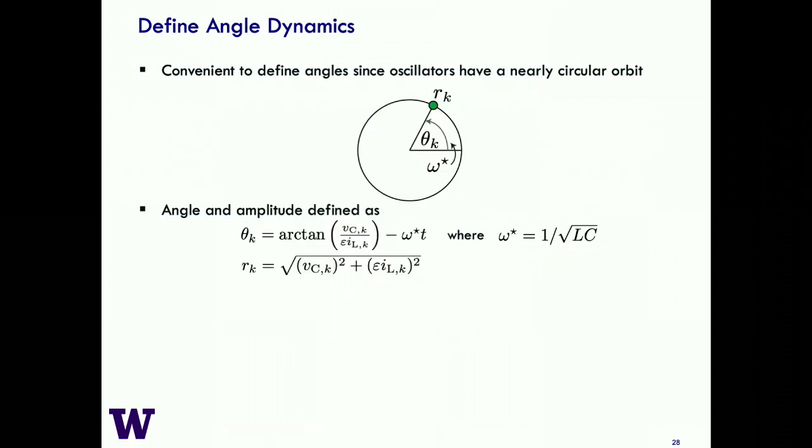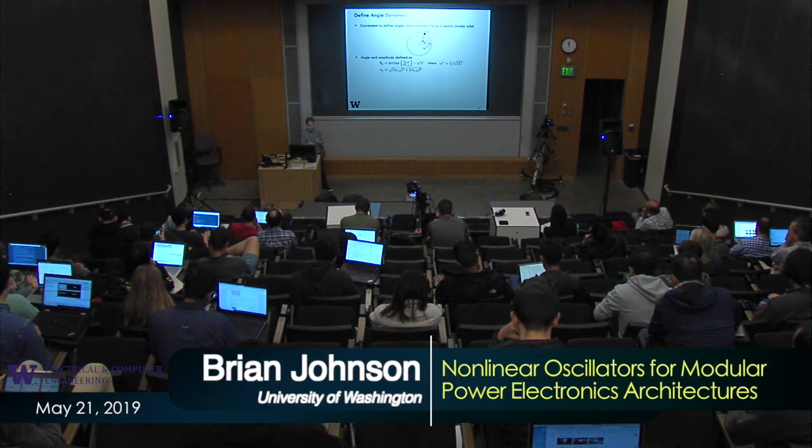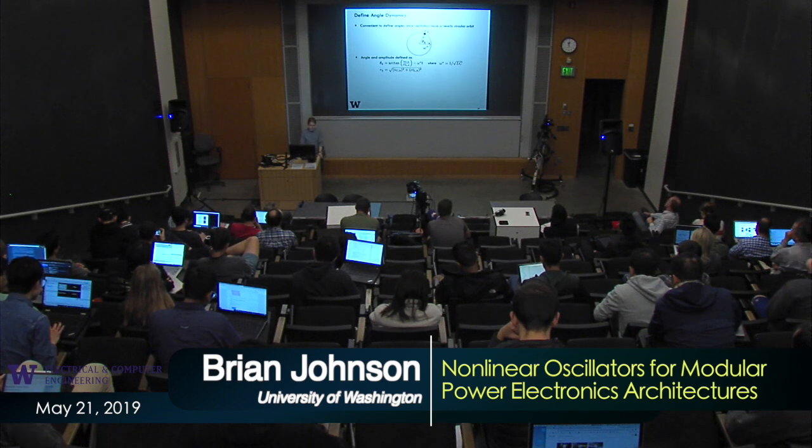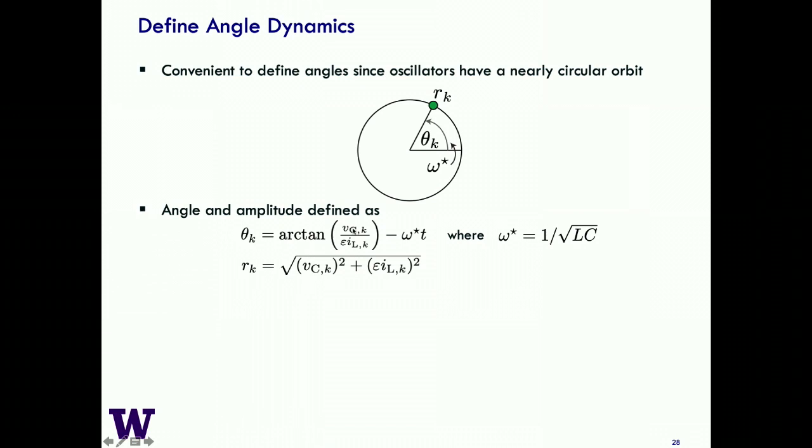Okay, so now we're going to work to define the angles. And here it's convenient to look at angles because, remember, we want to look at the timing of these. In one case, we want everything to be aligned. In the other case, we want things pushed away. And the nearly circular orbit of these oscillators allows us to define this angle straightforwardly. So for this kth oscillator, you can take the ratio of that capacitor voltage and that scaled inductor current and take the arctan of that, and that gives you an angle.